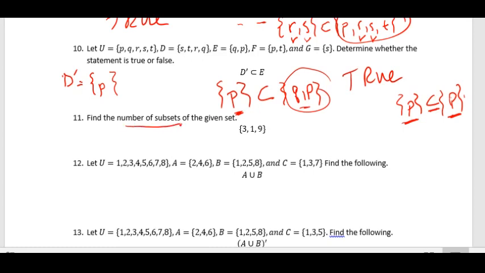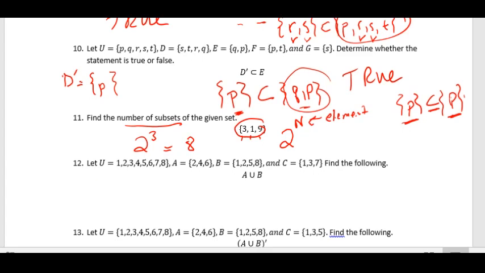So find the number of subsets. The way to do that is we're going to use 2 to the n, where n is the number of elements. So in this example, you have 3 items in here. So this would be 2 cubed. 2 cubed is 2 times 2 times 2, which is going to be 8.